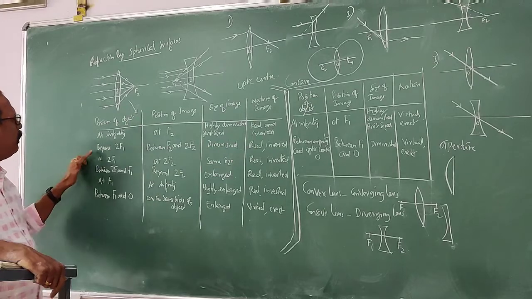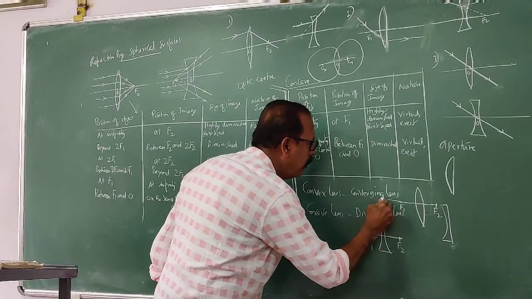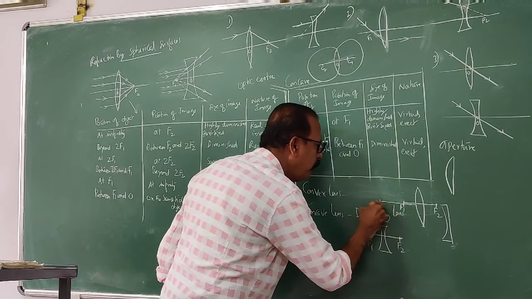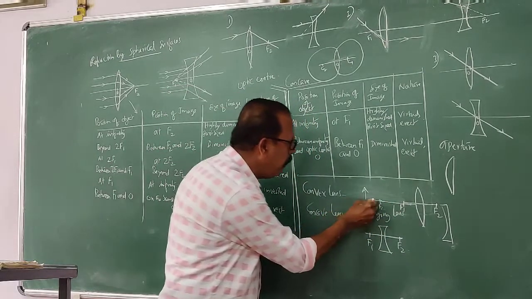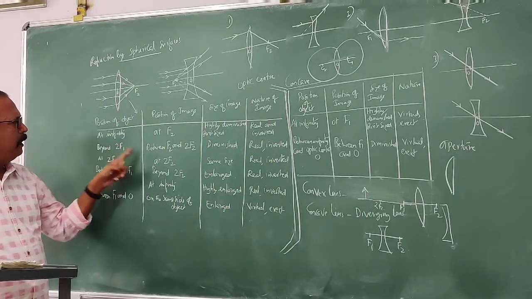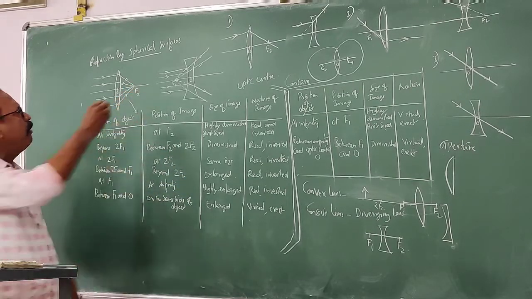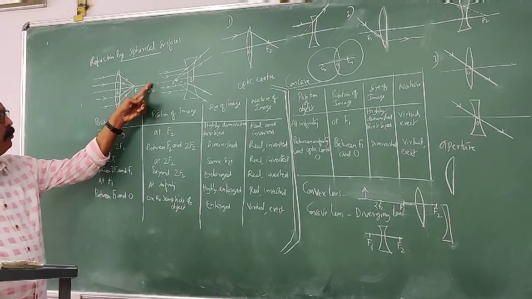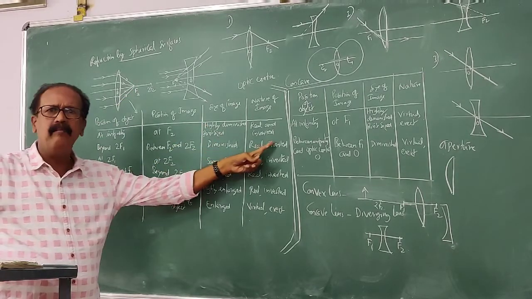Now, when the object is beyond 2f1, meaning if this is f1, this is 2f1, and the object is beyond 2f1 here. See the chart, the image is formed between f2 and 2f2 on the right side. See the nature: diminished image, not highly diminished, real and inverted.